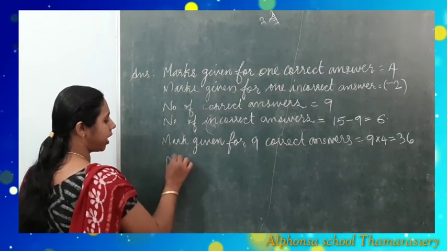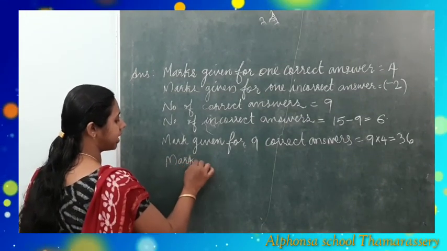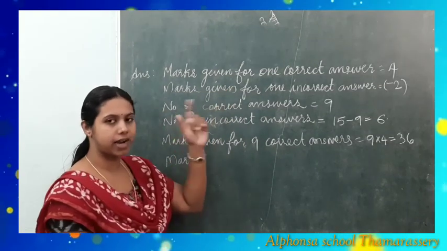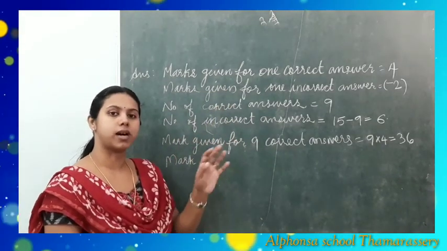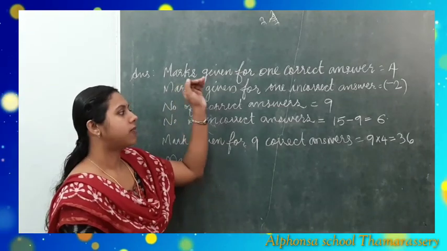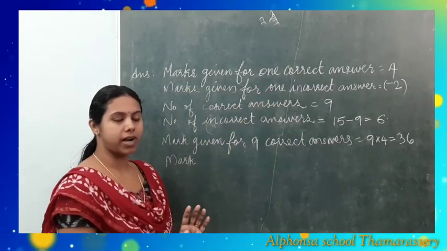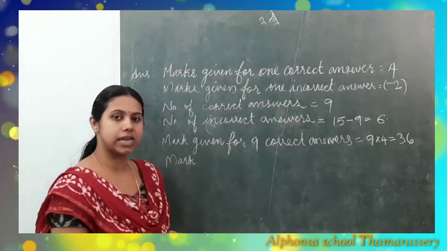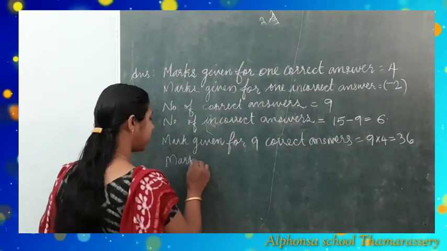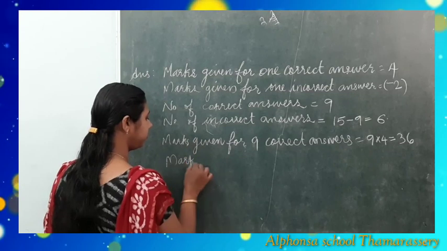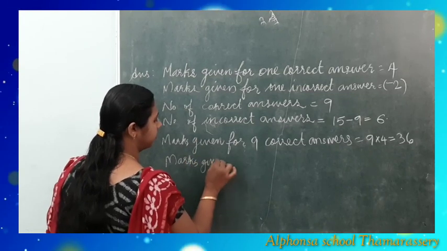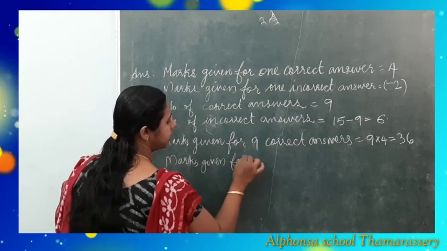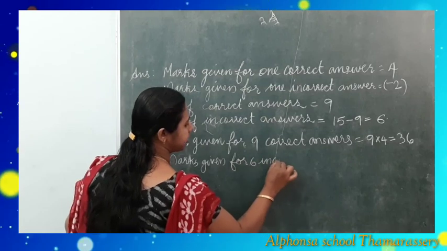Same way you have to find the marks given for incorrect answers. For each incorrect answer, if one answer is wrong, minus 2 marks will be given. So one incorrect answer, minus 2 marks. Like that, how many incorrect answers are there? 6 incorrect answers. So marks given for 6 incorrect answers.